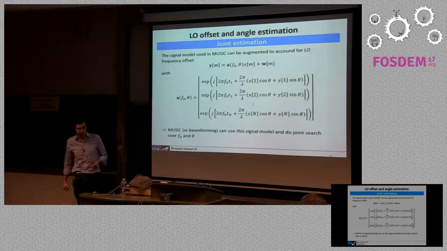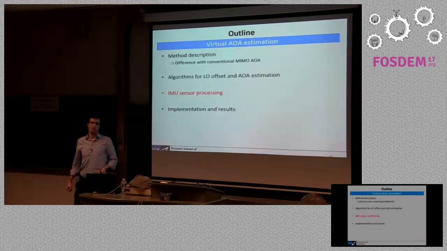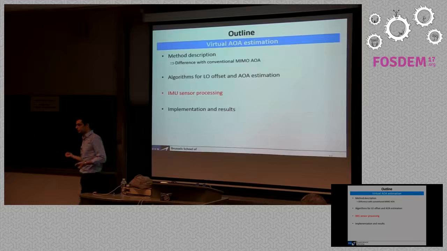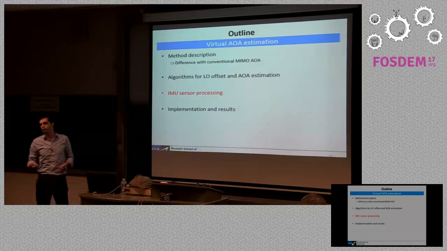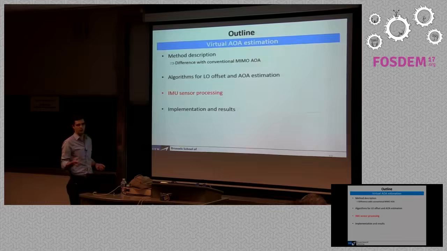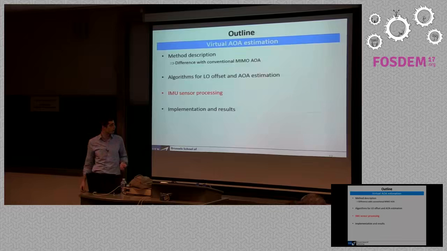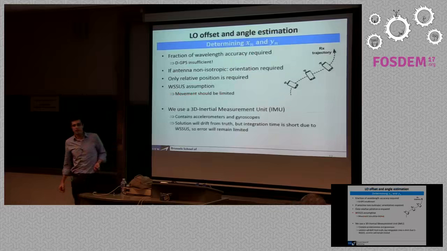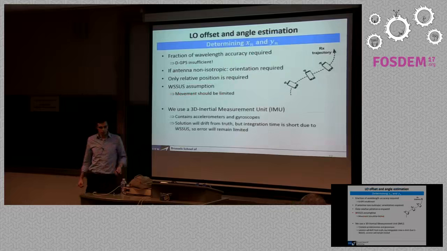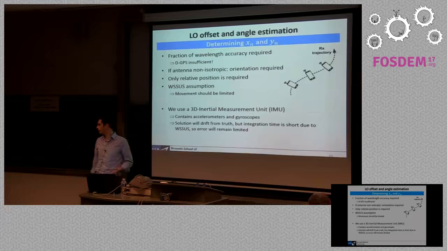So the next big problem is how do I know the position of my receiver every time I receive a packet? For this we're going to use an IMU. IMU is an inertial measurement unit. It's something you have in every cell phone. They make MEMS IMUs, and they just cost a few dollars now. IMUs basically contain accelerometers along all three axes and gyroscopes along all three axes.